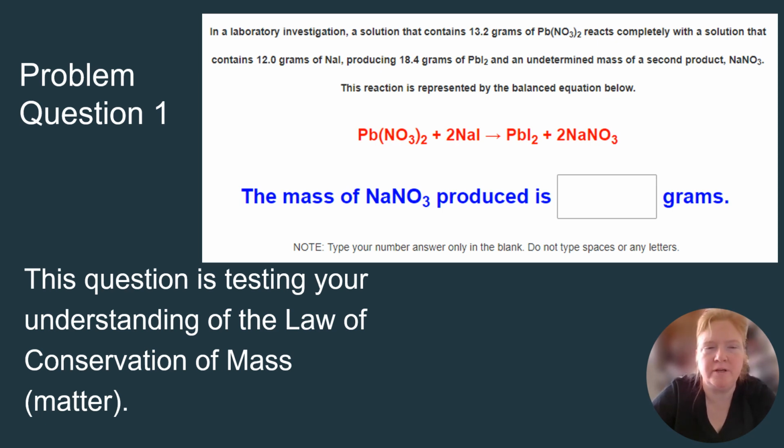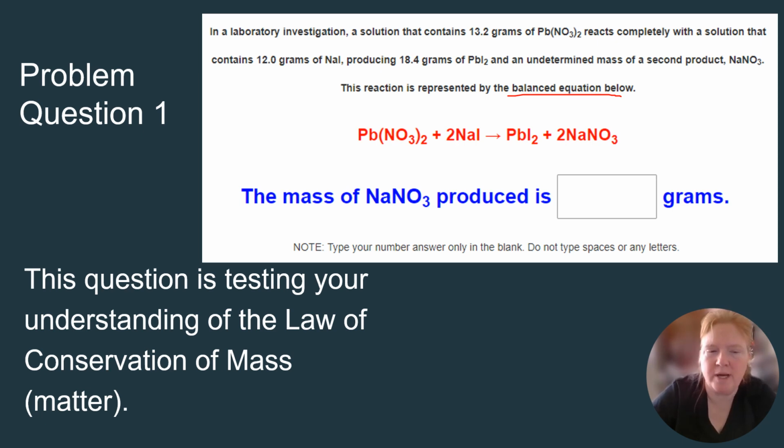So in a laboratory investigation, a solution that contains 13.2 grams of lead nitrate reacts completely with a solution that contains 12.0 grams of sodium iodide, producing 18.4 grams of lead iodide and an undetermined mass of a second product, sodium nitrate. This reaction is represented by the balanced equation below. So balanced equation means the coefficients are correct. It shows conservation of mass of matter. The mass of NaNO3 produced is how many grams?